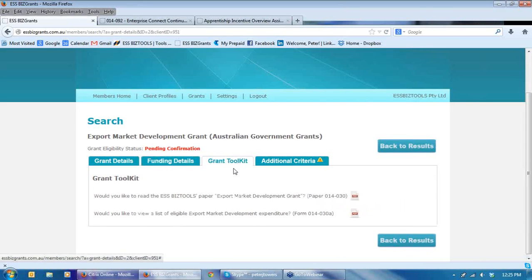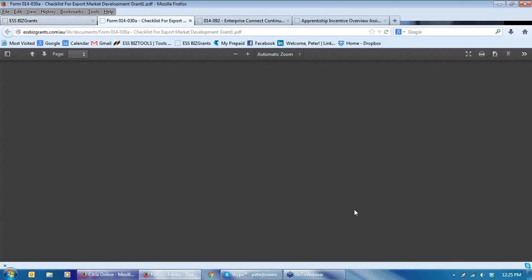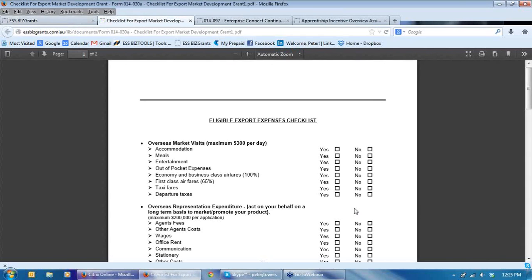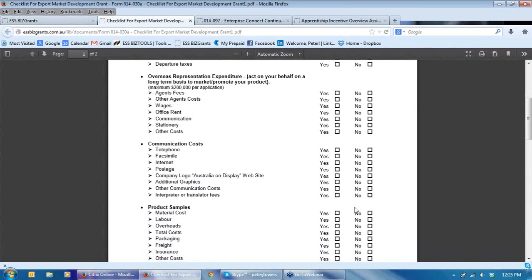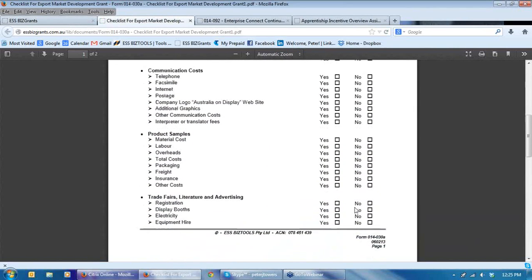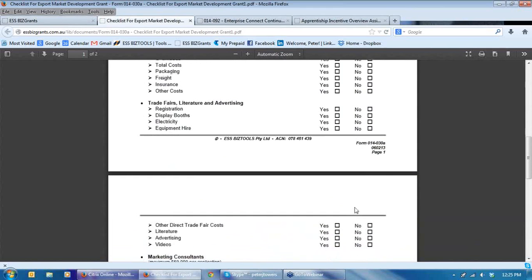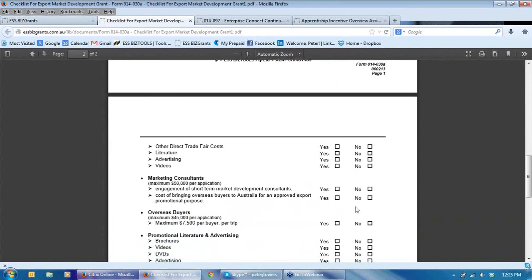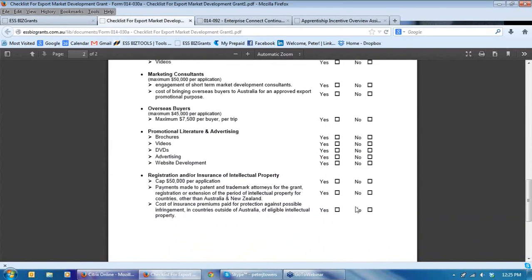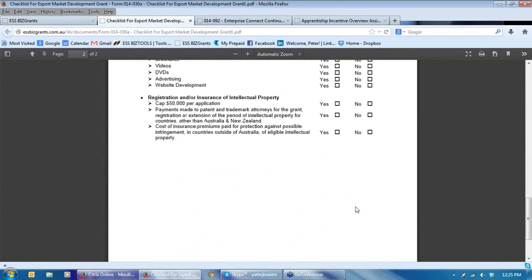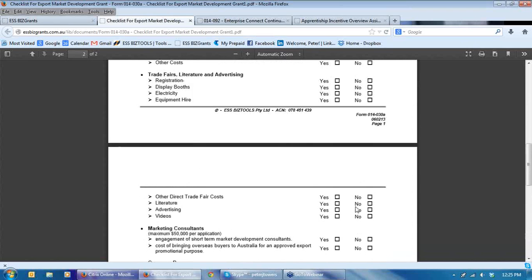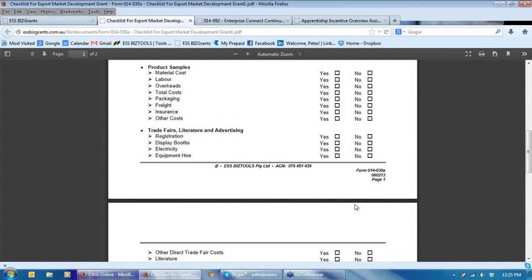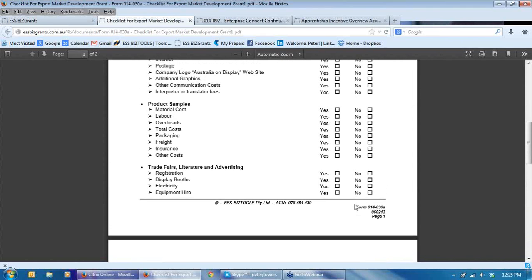We go to Grant Toolkit. We might not look at the paper this time. We'll have a look at the eligible expenditure, because there are 14 different classifications that you can claim Export Market Development Grant expenditure under. So there's a checklist which will help you as the accountant sit down and talk to your client to ascertain just what sort of items they're incurring. So you can see there's some fairly interesting things there.